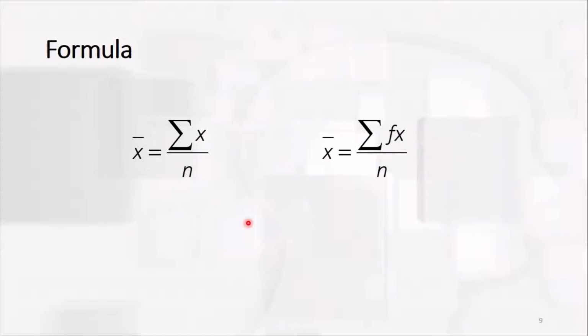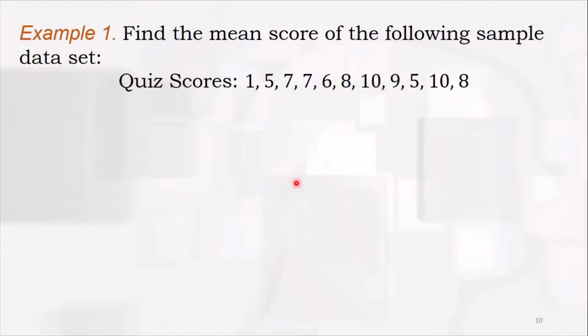So, ito yung formula natin ng mean. So, we have 2. Okay, ito yung weighted mean natin kapag meron tayong frequency. So, magagamit natin tong dalawang to in this tutorial. Una, find the mean score of the following sample data set. So, we have the scores of students in a given quiz. Okay, so these are the scores.